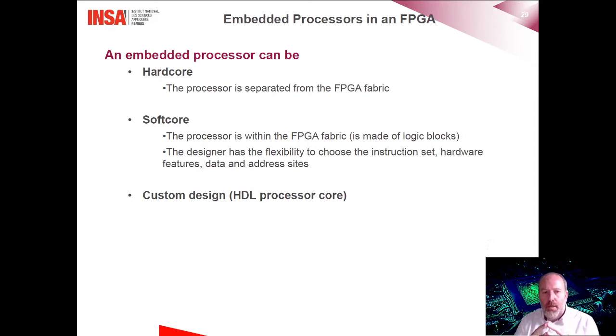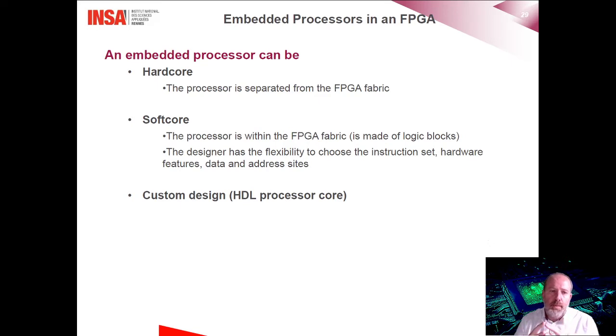The other type of embedded processor is a soft core. This type of processor can be implemented within the FPGA fabric, meaning that it is made of logic cells or logic blocks and not directly implemented in silicon. In this case, designers have the flexibility to choose the processor's instruction set, the hardware features, the memory and peripherals that are associated with the processor. They may also choose data and address sizes in memory.